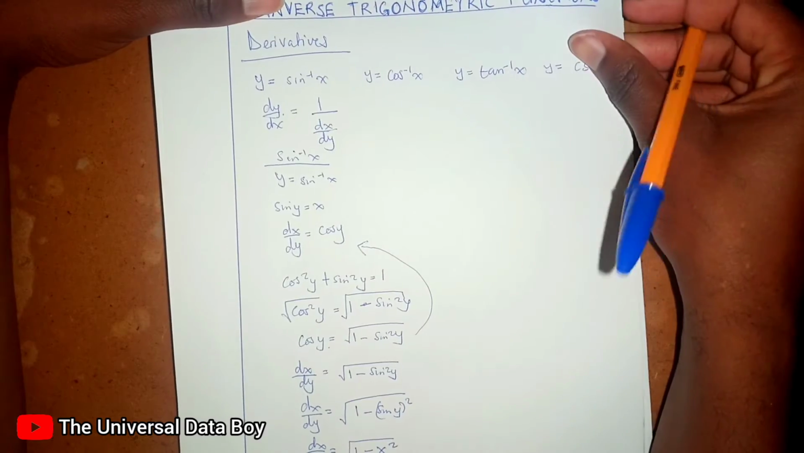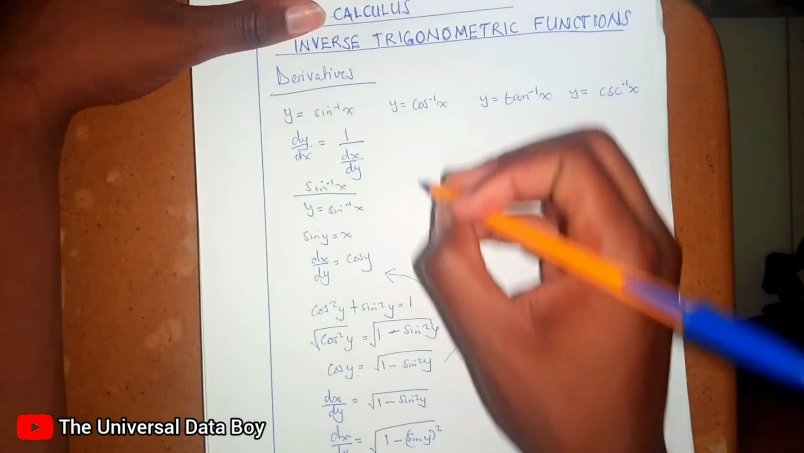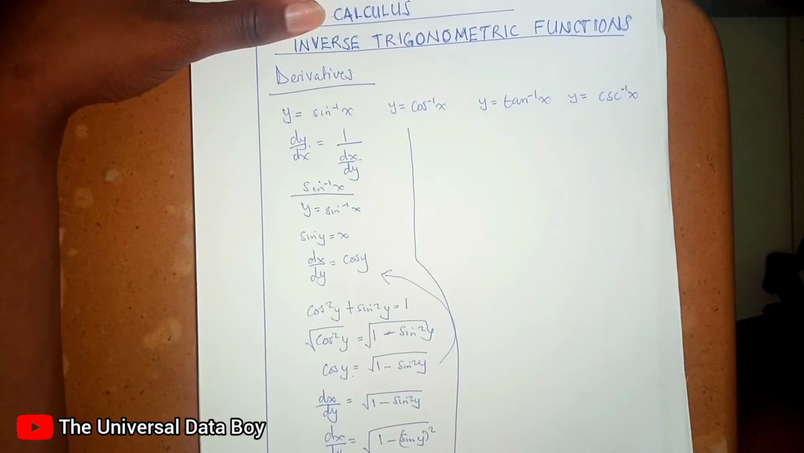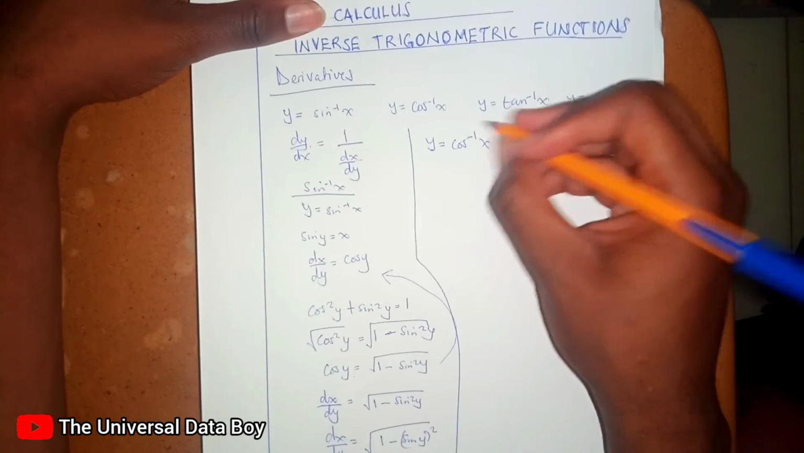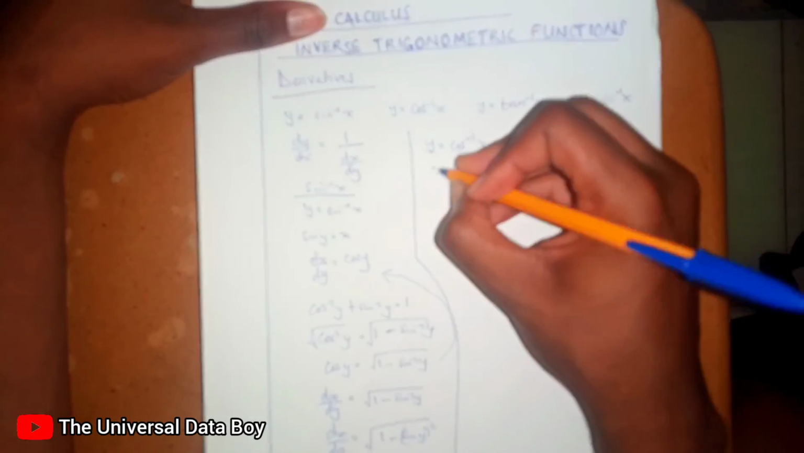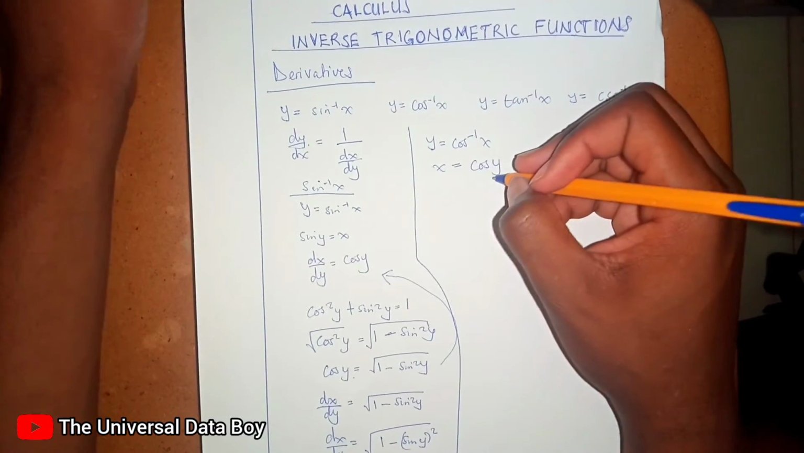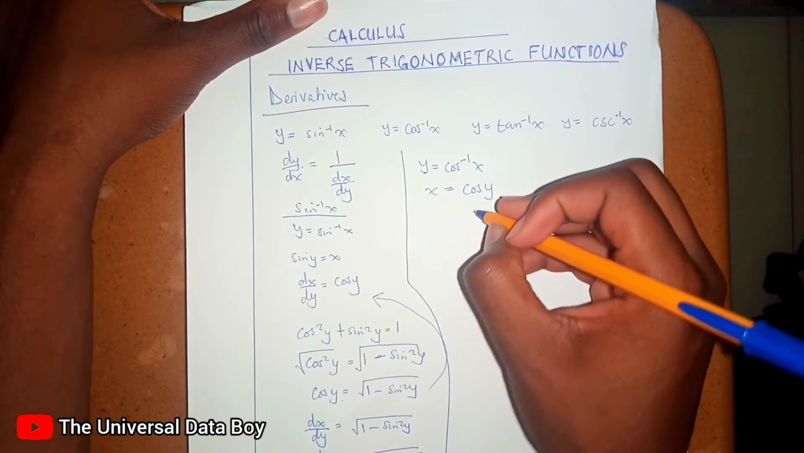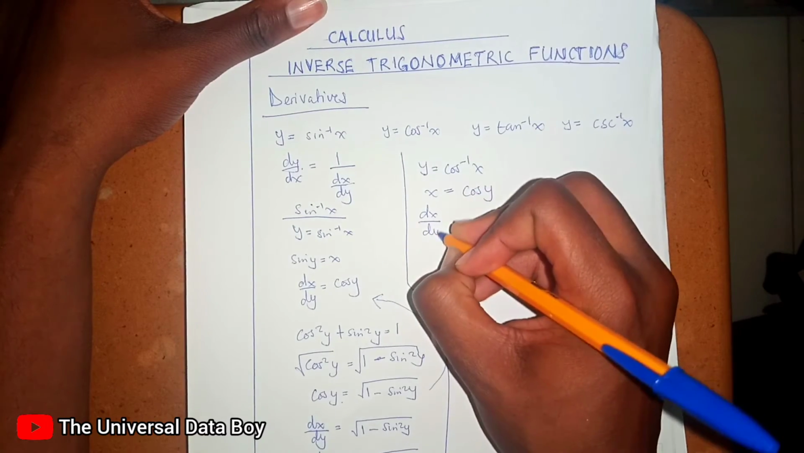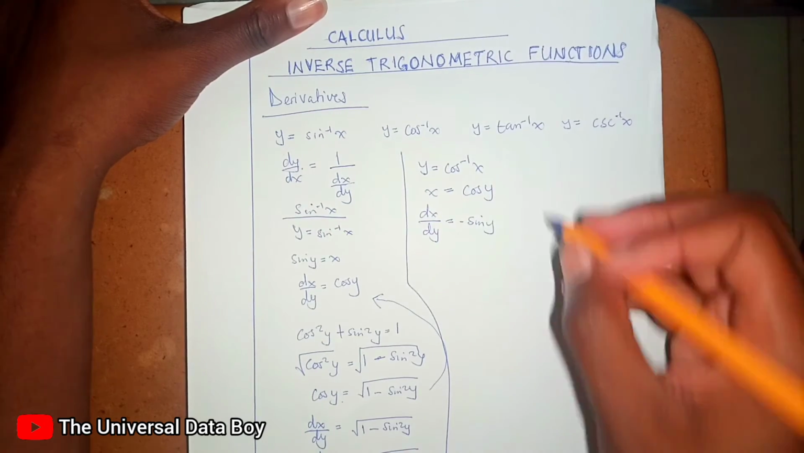y is equal to cosine inverse of x. As usual, we let x be the subject of the formula, or let x be a function of y. So I'm going to say x is equal to cosine y. When we take the cosine inverse to the other side, then we're going to say dx over dy is equal to negative sine y.